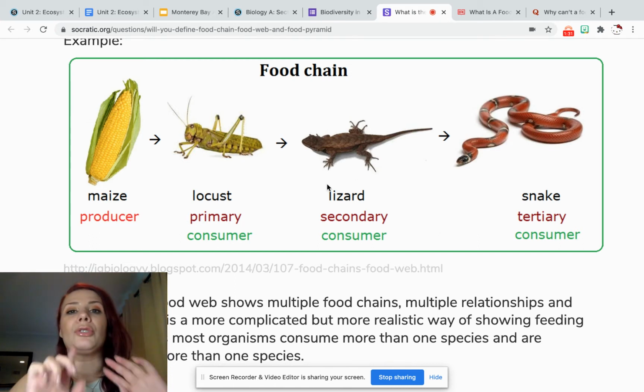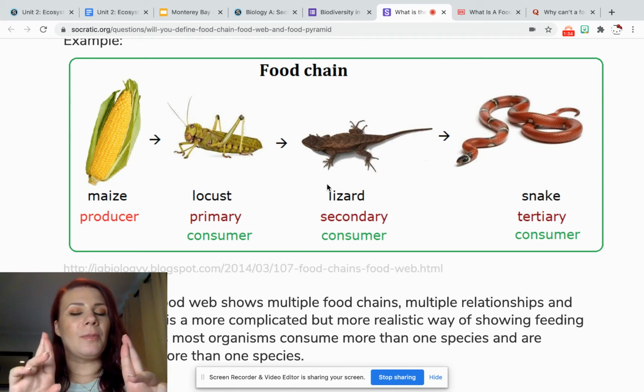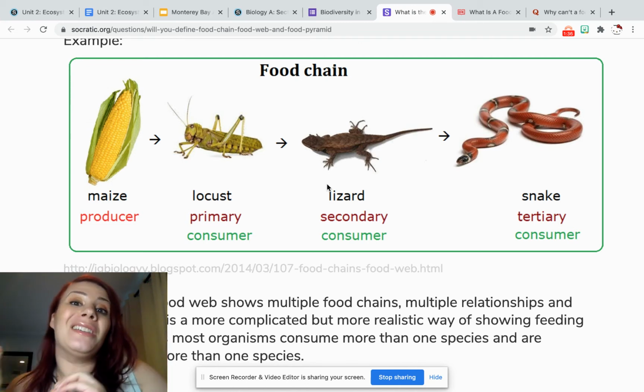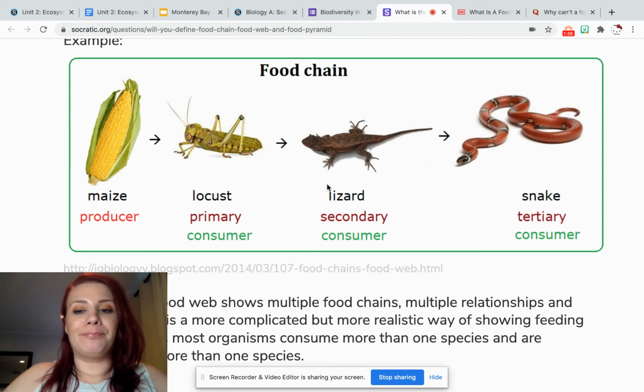So those arrows don't show what's eating what. There is a relationship there, but it's showing you where the energy is moving. It's showing you the flow of energy, okay?